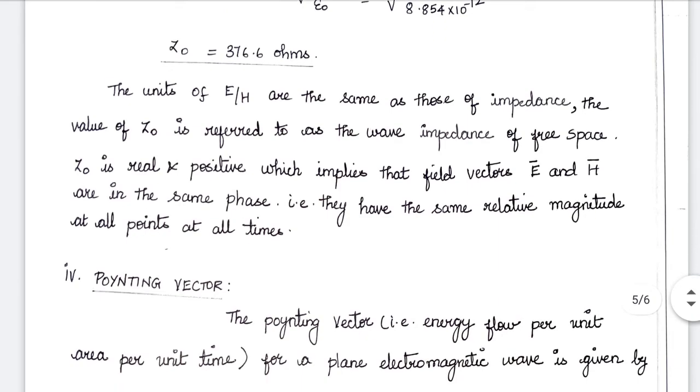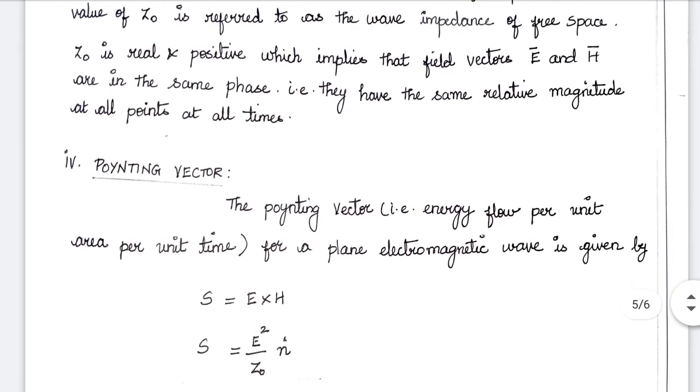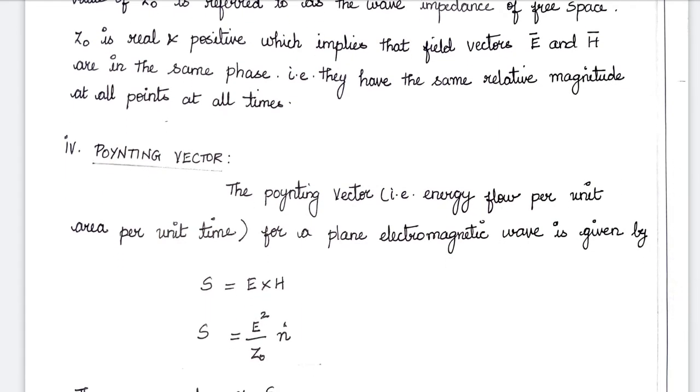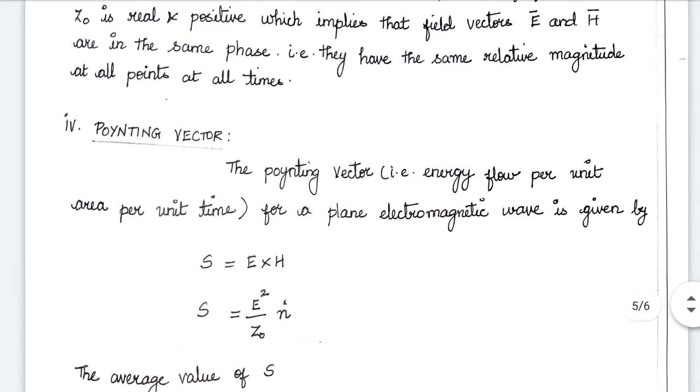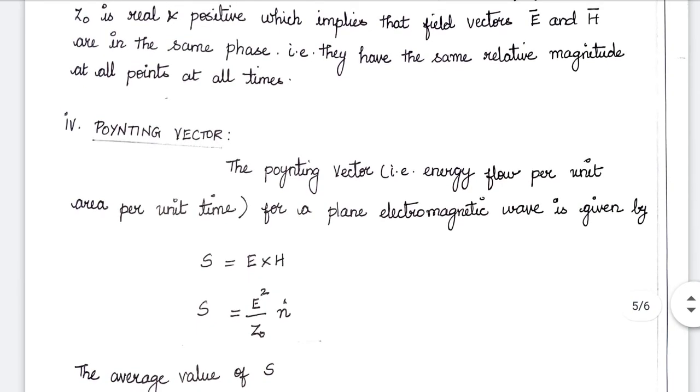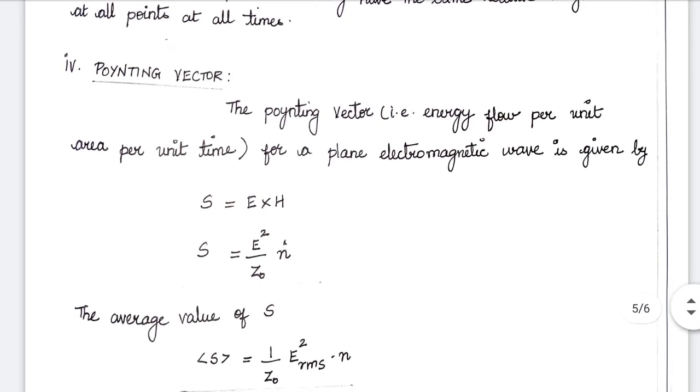Next, let us turn our discussion to the Poynting vector. We all know the Poynting vector represents the energy flow per unit area per unit time, and the Poynting vector is given by S is equal to E cross H, E vector into H vector. For a plane electromagnetic wave, we have the value for H as E by Z naught. So we have substituted it. S is equal to E square by Z naught into the unit vector.